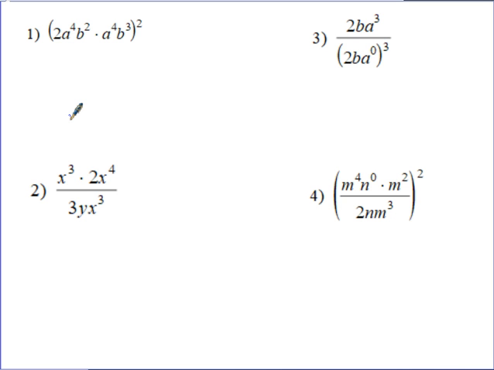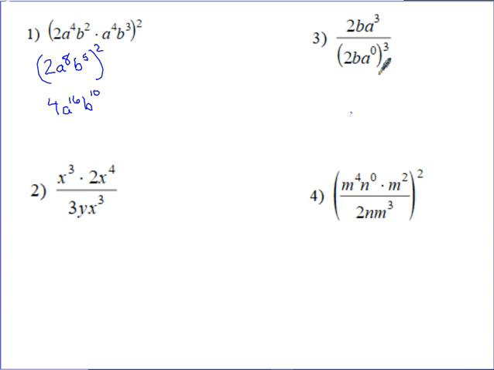All right, now we're going to put some rules together, okay? So I'm going to simplify what's in these parentheses first. So 2, and then I have a to the 4th times a to the 4th. That would be a to the 8th because I add those exponents. b squared times b to the 3rd would be b to the 5th. And now all of this is still raised to the 2nd power. All right, 2 to the 2nd power is 4, and then my exponents, the rule is to multiply. 8 times 2 would be 16, and then 5 times 2 would be 10.